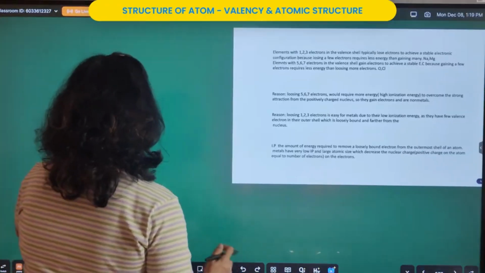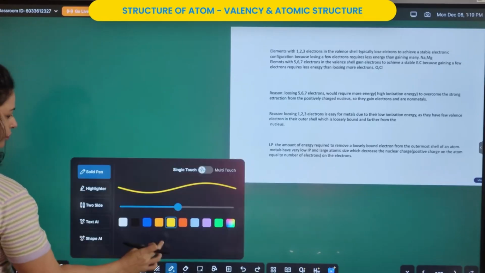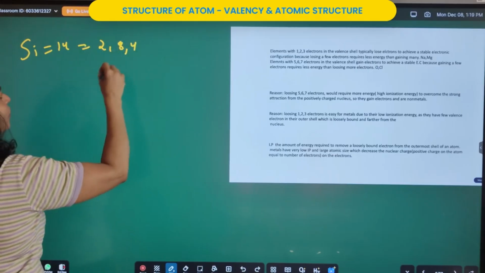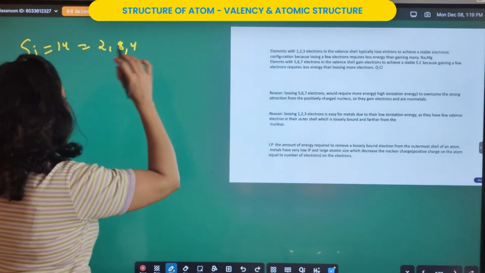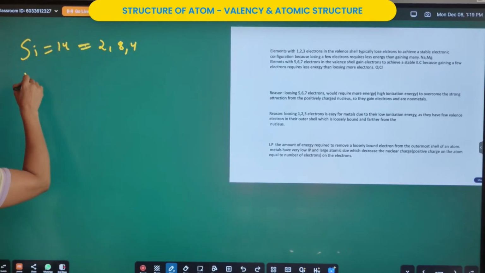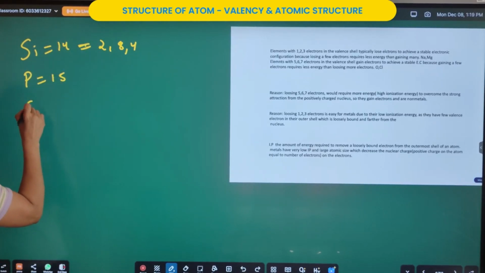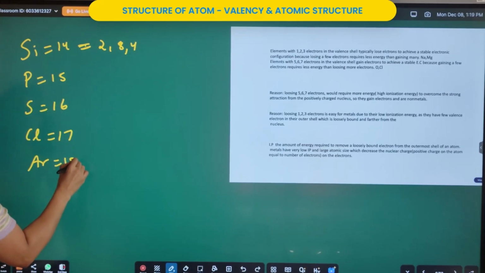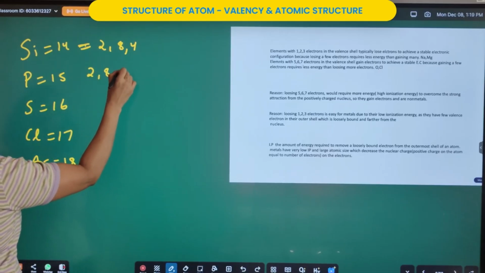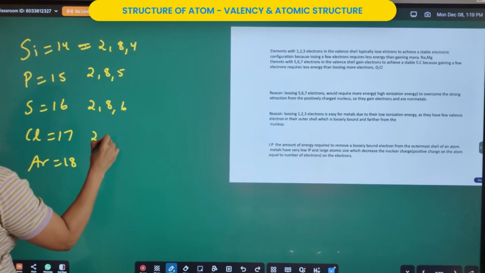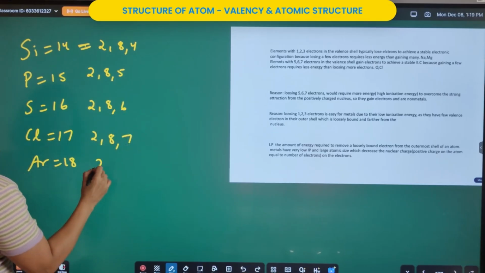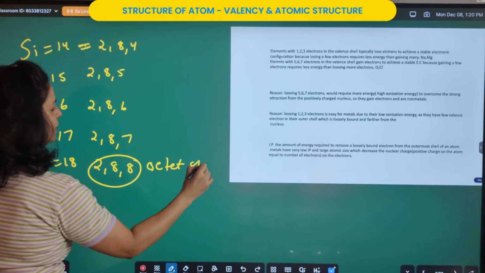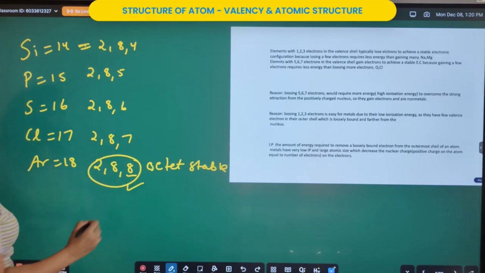Okay. So in silicon also, I already told you, it is 2, 8, 4. Okay, its valency will be neither negative nor positive. That is a different concept. Phosphorus 15, sulfur 16, chlorine 17, argon 18. So this is 2, 8, 5, this is 2, 8, 6, this is 2, 8, 7, right? And this is 2, 8, 8. Now this is also octet. This is stable because its outermost shell is complete with 8 electrons.